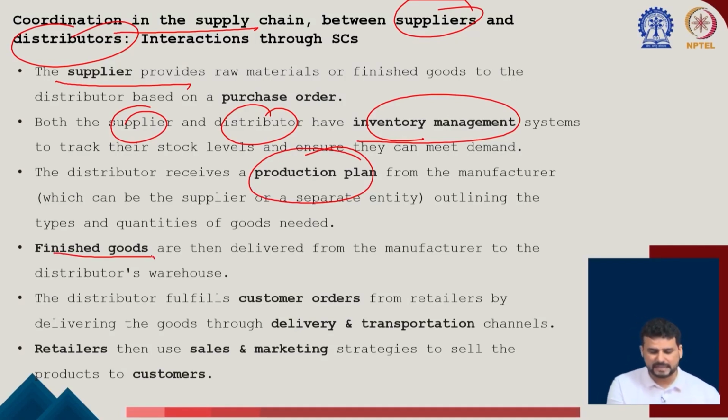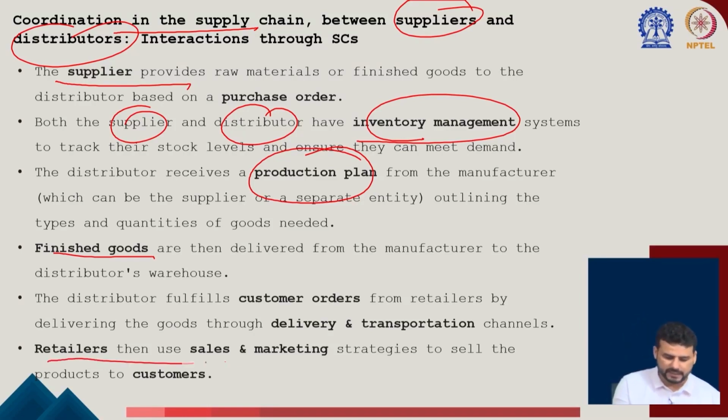Then finished goods are delivered from the manufacturer to the distributor warehouse, where the warehouse may be a kind of order fulfillment center, right? From where you are packing the product and finally delivering the product through the last mile delivery network, right?